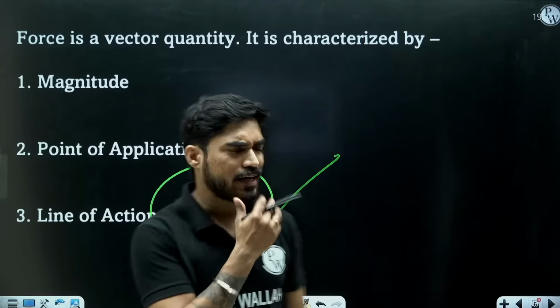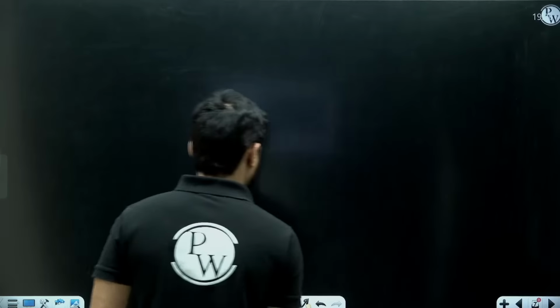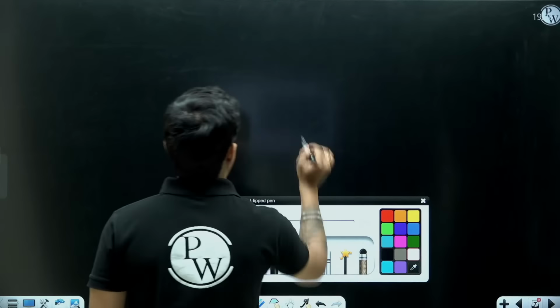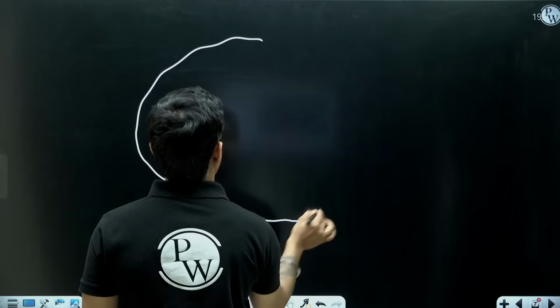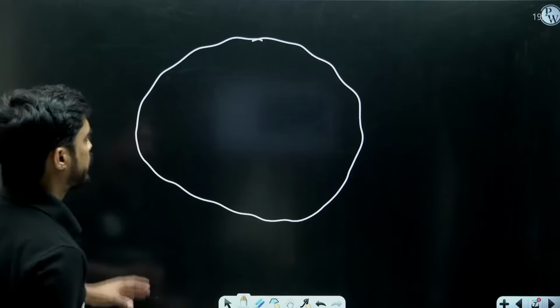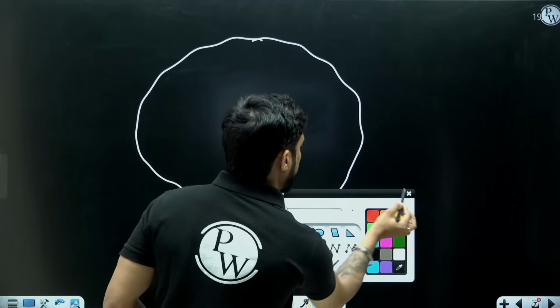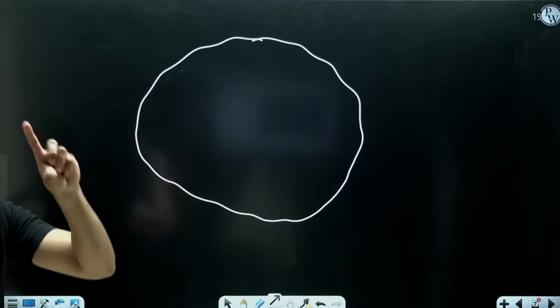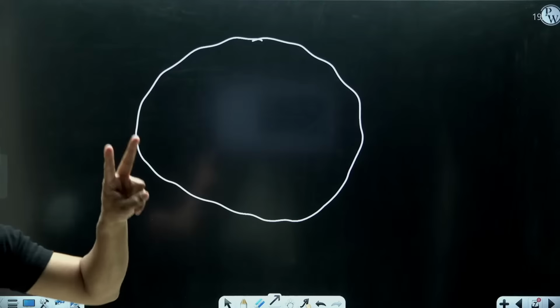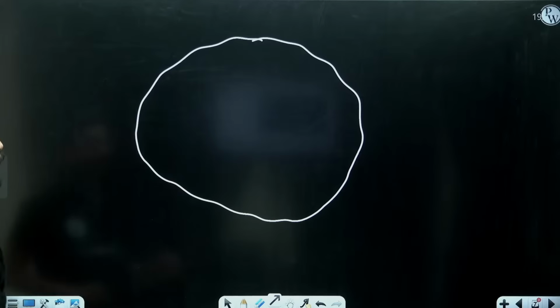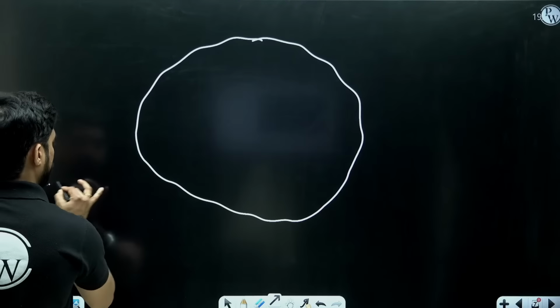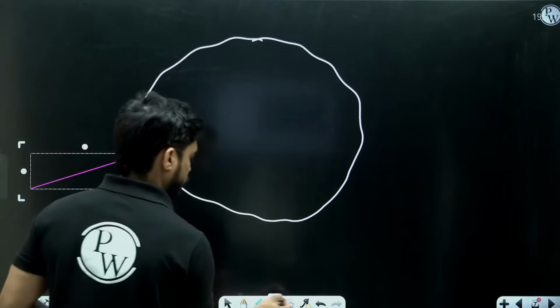For example, let's say that we have a body like this. It is subjected to a force. So in order to show that force, I will need three things: magnitude, point of application, and direction or line of action. So let's say I am showing that force like this.